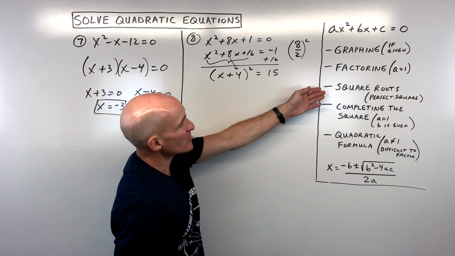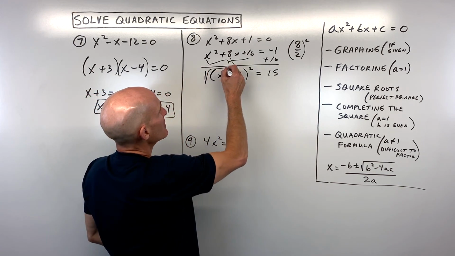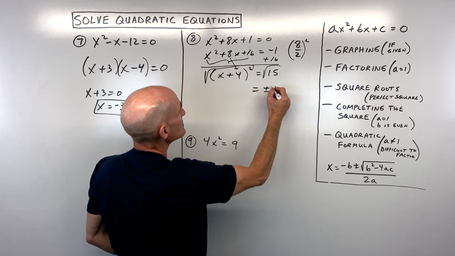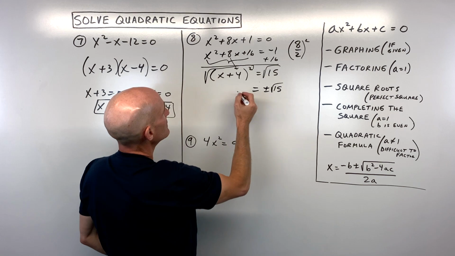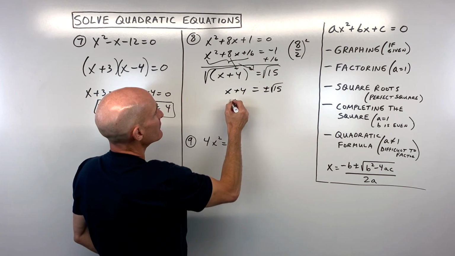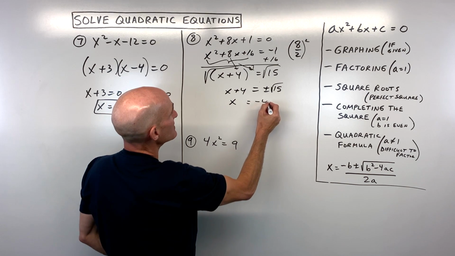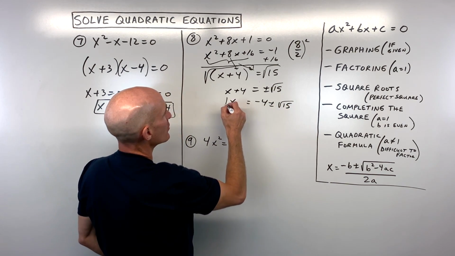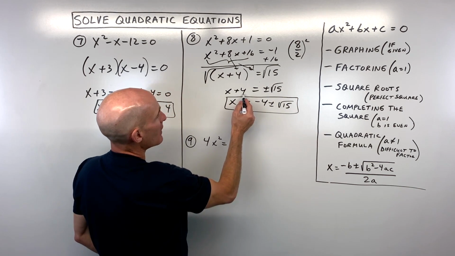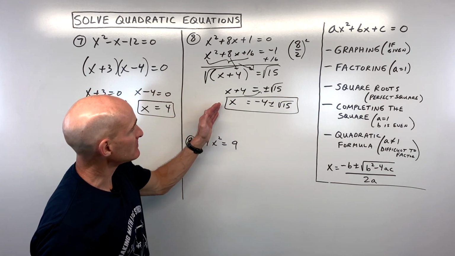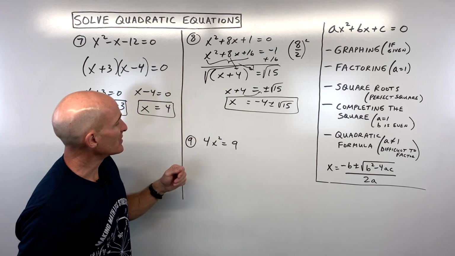Now we can basically use our square root method because this is a perfect square, and we're going to take the square root of both sides. So we get plus or minus the square root of 15. Here the square and the square root cancel, so we get x plus 4. And then if I subtract 4 from both sides, we get negative 4 plus or minus the square root of 15. When you subtract that 4, make sure you put it to the left or in front of that plus or minus sign. So this was a good method for completing the square.